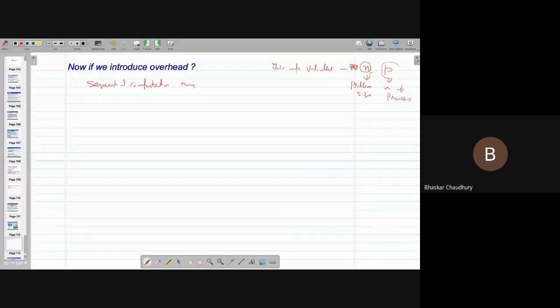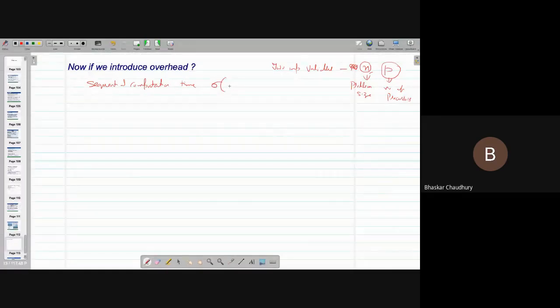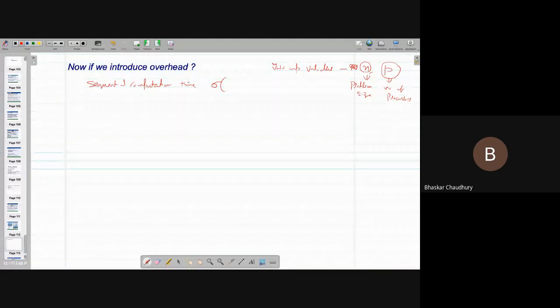Now, if I'm just talking about sequential computation time, let me denote it by sigma. So sigma should be a function of what? Only n, or both n and p? Only n. Exactly. Sigma is a function of only n.